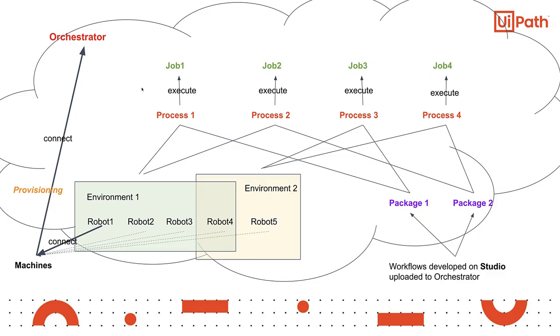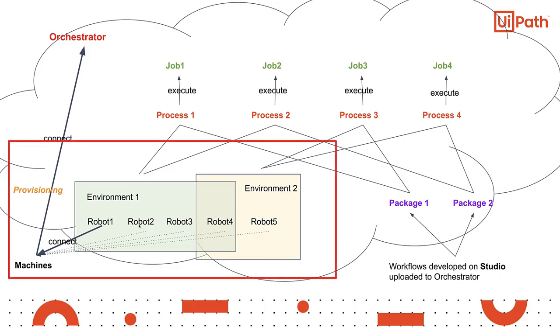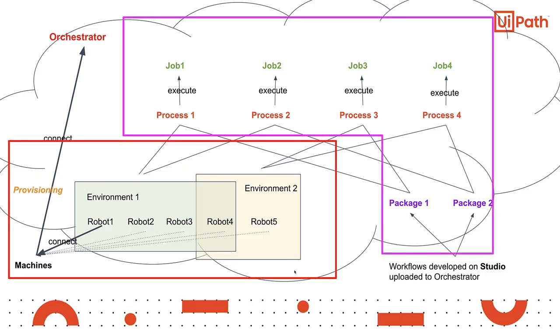I will divide the rest of the class into 4 sections. In the first section, I will talk about how to access Orchestrator. In the second section, I will show you how to create robots in the Orchestrator and how to connect robots to the Orchestrator via the machine, and how to create environments. In the third section, I will show you how to upload workflows from the UiPath Studio to Orchestrator, and then how to execute these processes. In the last section, I will introduce the concepts of assets and queues, which we will use in the next week's class.